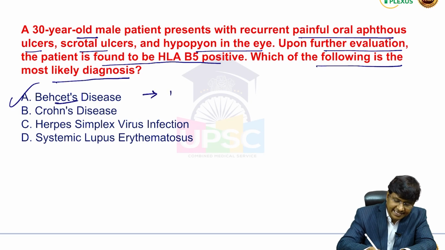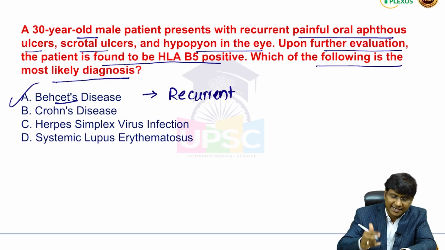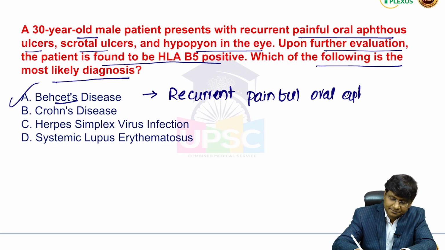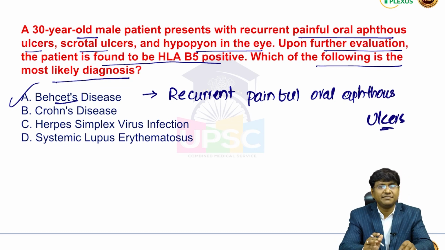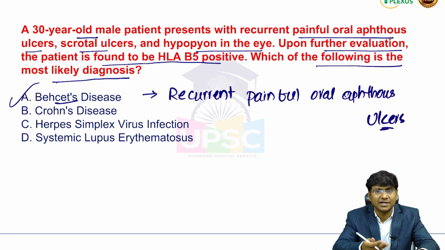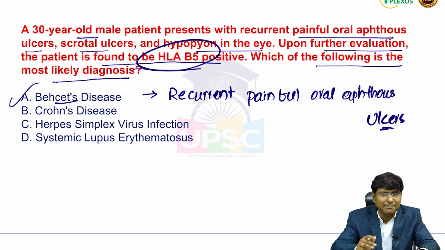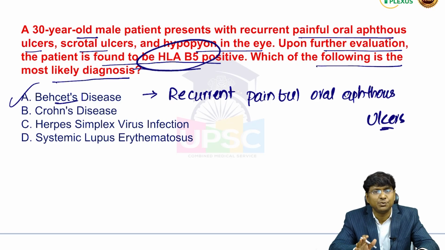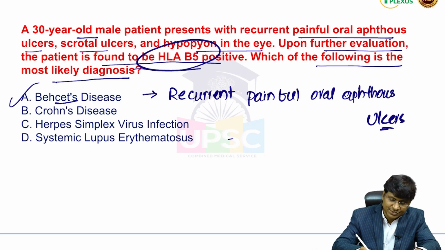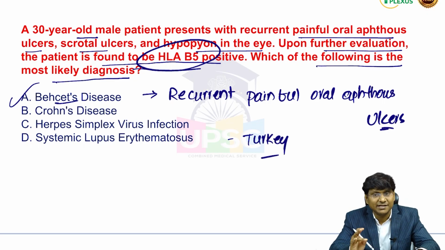Behçet's, it is the disorder which is characterized by recurrent painful oral aphthous ulcers. That is what you will observe in case of the Behçet's, and along with that you have scrotal ulcers and as well as hypopyon, and HLA-B5 will be positive, and that is highly suggestive of the Behçet's. And this Behçet's, it is very commonly observed in countries like Turkey, China, Arab countries and as well as Mongolia.